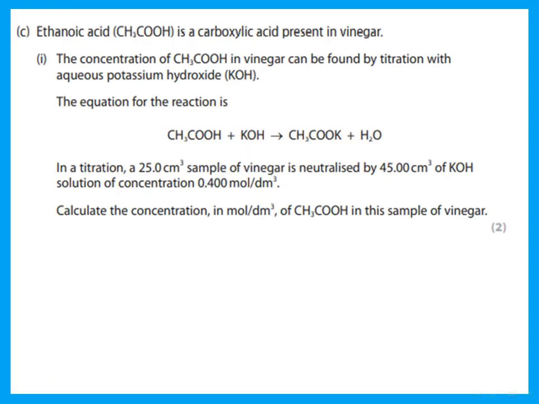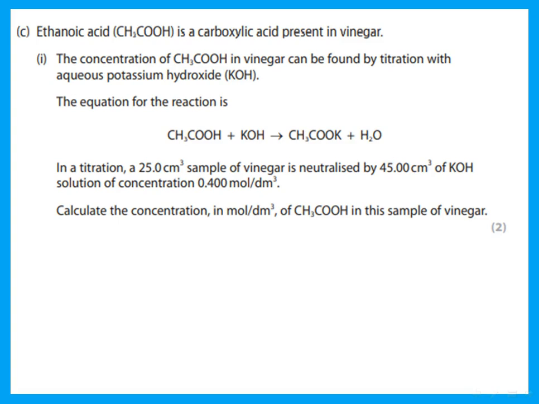Ethanoic acid is a carboxylic acid present in vinegar. The concentration of ethanoic acid in vinegar can be found by titration with aqueous potassium hydroxide. So he gives me the equation. In a titration, a 25 centimeter cube sample of vinegar is neutralized by 45 centimeter cubed of KOH of concentration 0.4. So he's given me 45 centimeter cubed of KOH, that's the volume. Concentration of KOH, that's 0.4.